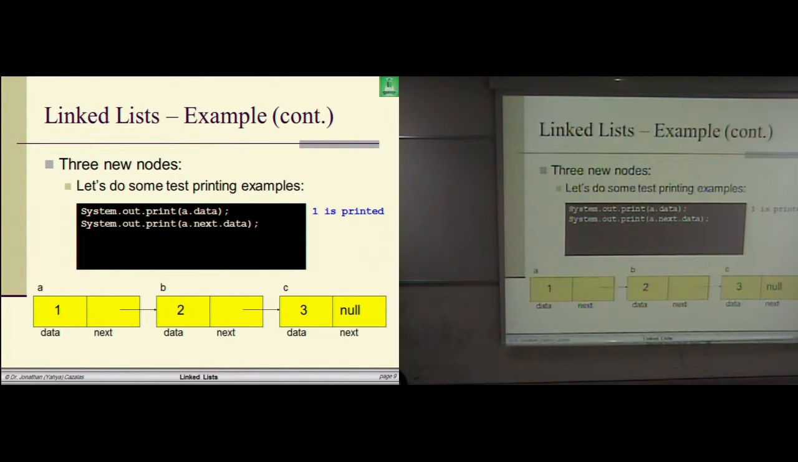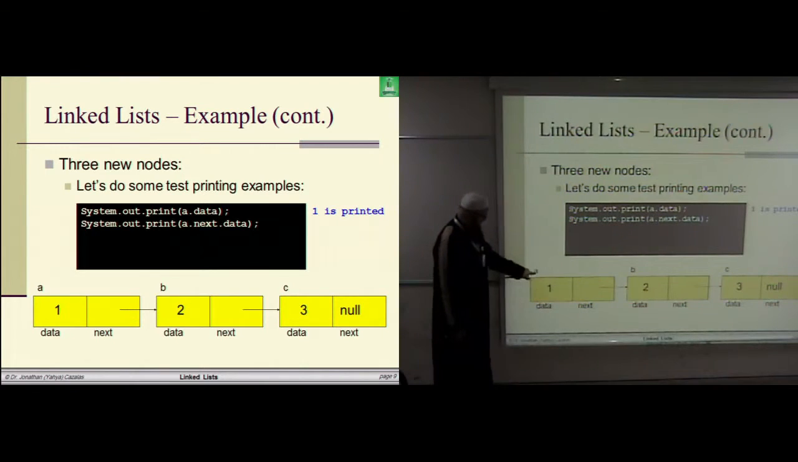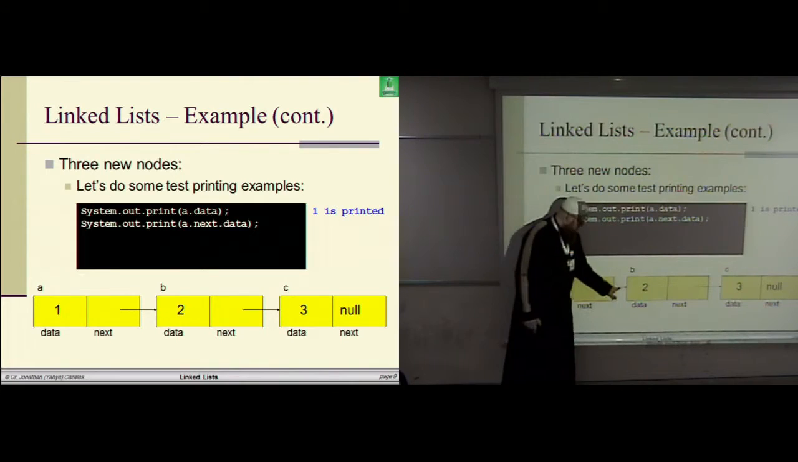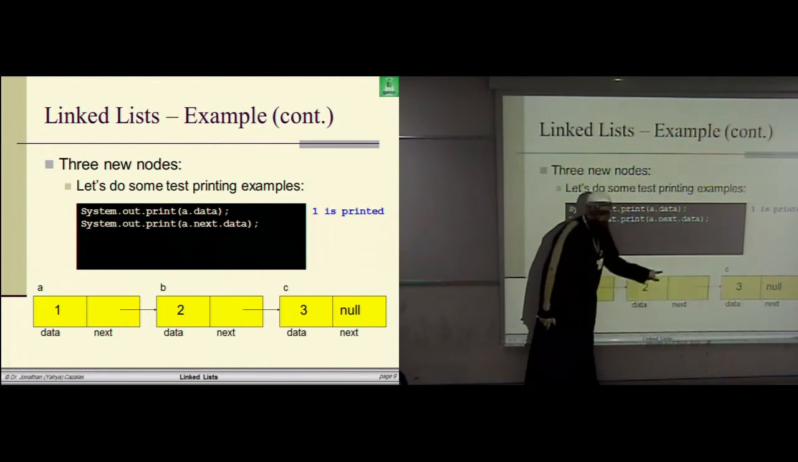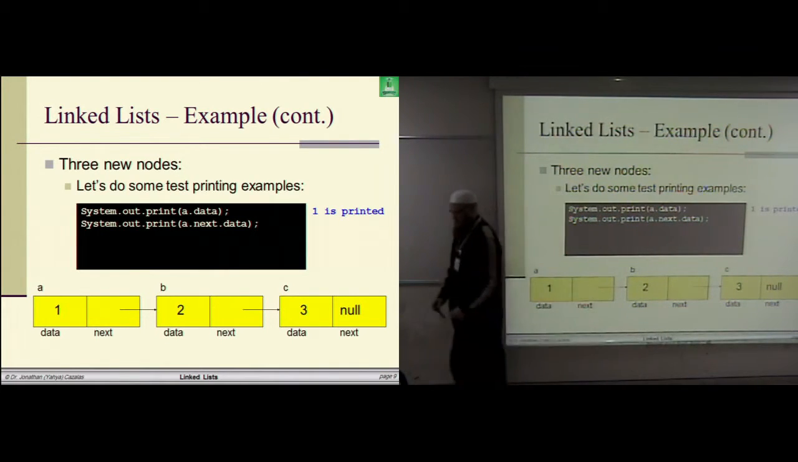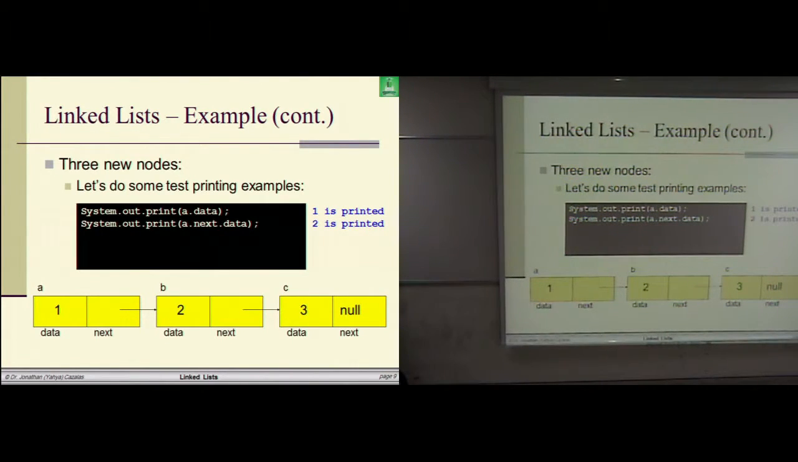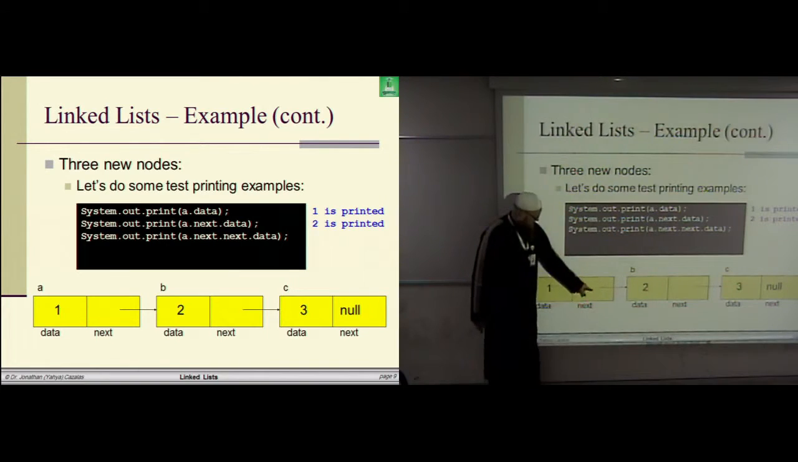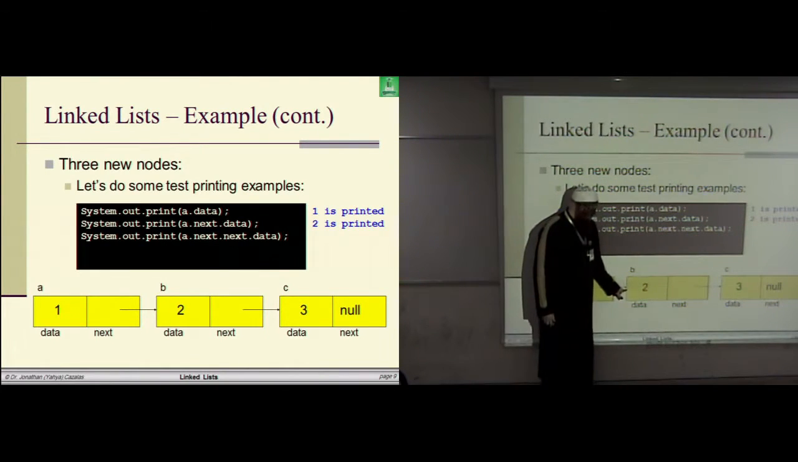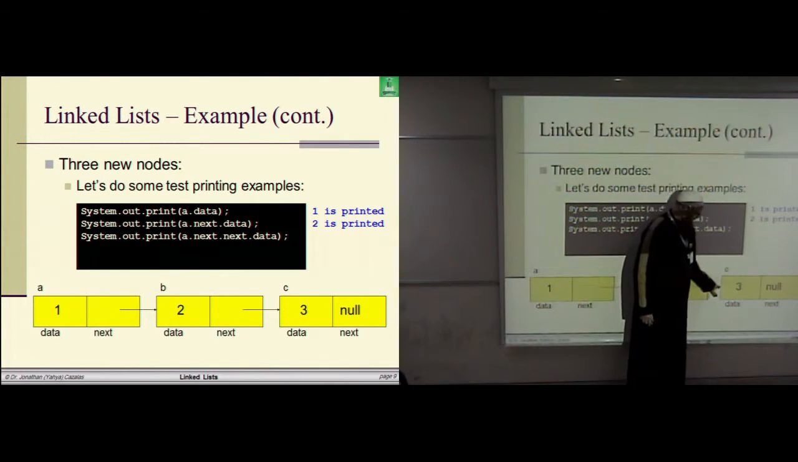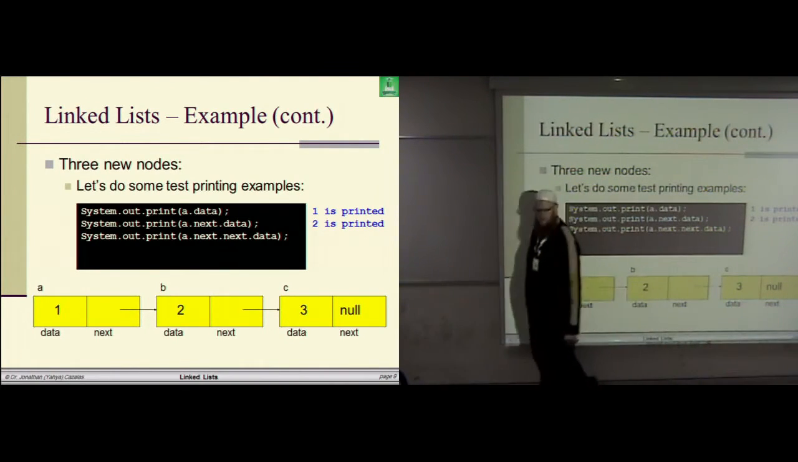What if I print A dot next dot data? This says A dot next, which brings me to this node, dot data, the 2. We print the 2. What about A dot next dot next dot data? A brings me to this node. Dot next brings me to this node. Dot next brings me to this node. Dot data, the 3. Who follows?